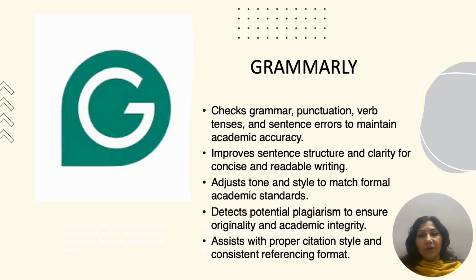Grammarly is widely used in academic writing to ensure proper grammar and punctuation. It automatically detects errors such as misplaced commas, incorrect verb tenses, and subject-verb agreement issues, which are essential for maintaining the formality and clarity required in a scholarly paper.